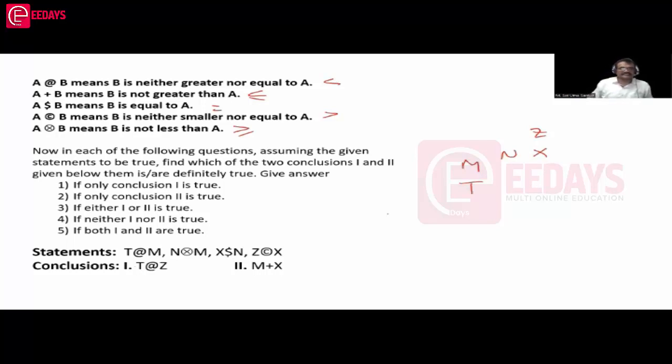T @ Z: T is less than Z. Is it valid or not? Yes. There is a vertical line in between Z and T. T is in the lower position and Z is in the upper position. So the first one is a valid conclusion.